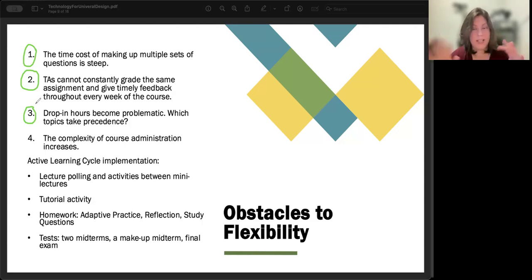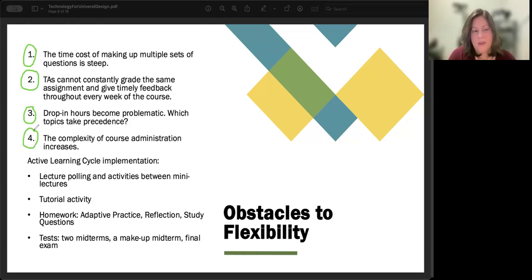So even if some people are taking the flexible option, there has to be some sort of pressure to stay on par with the course so that these drop-in hours are more useful for everybody involved. And then, of course, there's also the complexity of just administering a course that has deadlines all over the place, assignments all over the place. How can we build in something that actually is manageable? So these are some of the things I was thinking about.